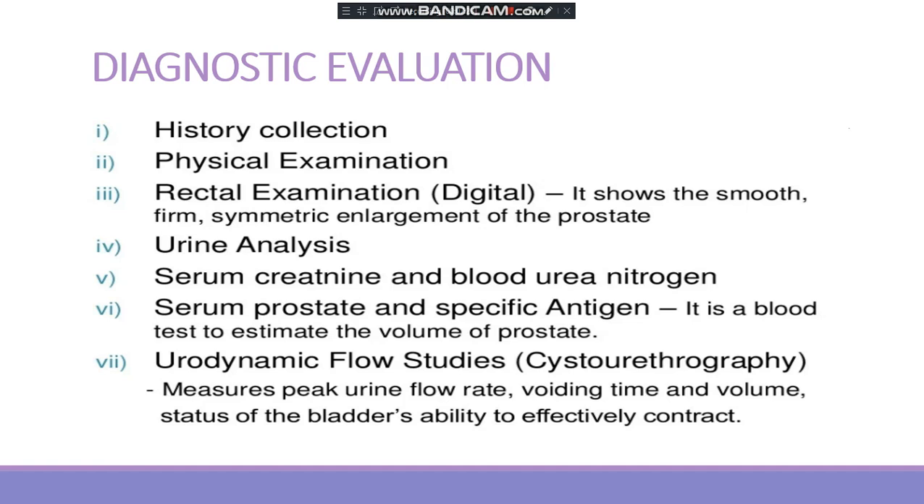Okay. Then followed by this, we can do urine analysis, serum creatinine, blood urea nitrogen levels, just to understand the kidney function levels. Okay. Serum prostate specific antigen. Then urodynamic flow studies, that is cystourethrography. Here, this is to measure the peak urine flow rate, that is to understand the urine stream and its characteristics, and voiding time and volume, status of the bladder's ability to effectively contract. These urodynamic studies will be done, and that is known as cystourethrography.